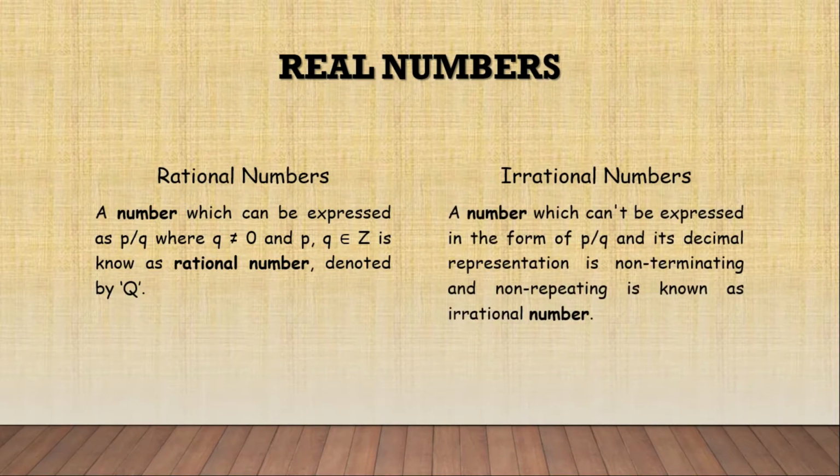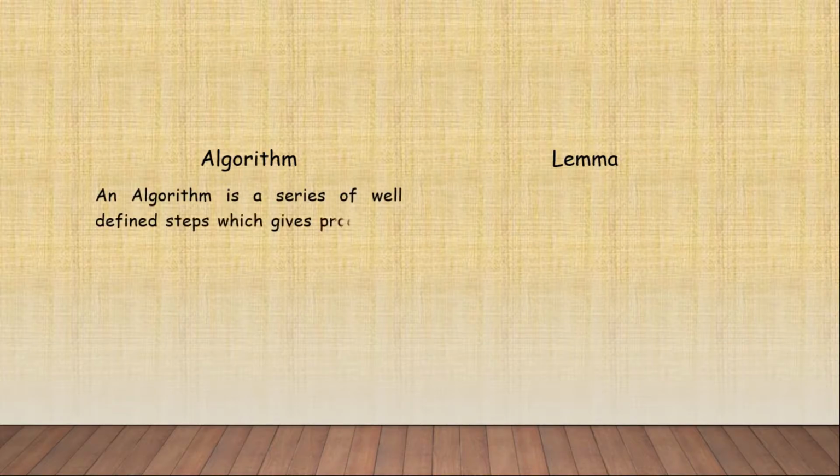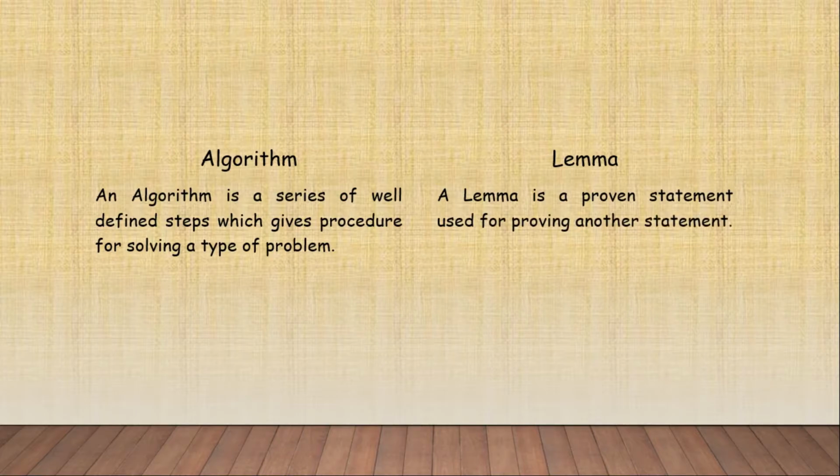Before we start our first topic, Euclid's division lemma, and the other, Euclid's division algorithm, it is important for you to understand what an algorithm and a lemma mean. An algorithm is a step-by-step method to solve a specific problem, or a series of well-defined steps which gives a procedure for solving a type of problem. In this case, Euclid's division algorithm is used to find HCF. A lemma is a proven statement which is used to prove other statements like formulas. But in formulas we have numerical values, while a lemma is a statement.